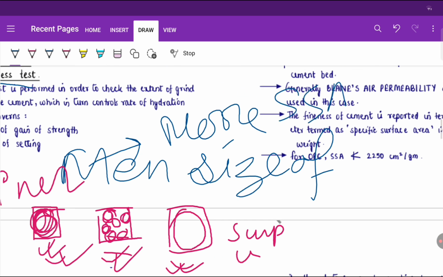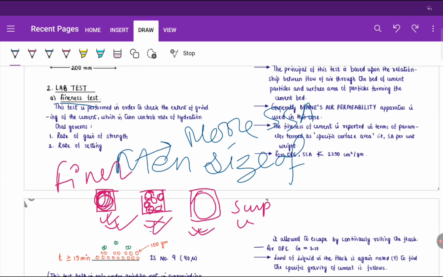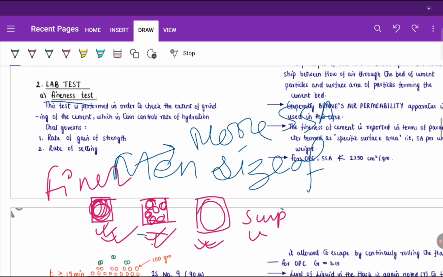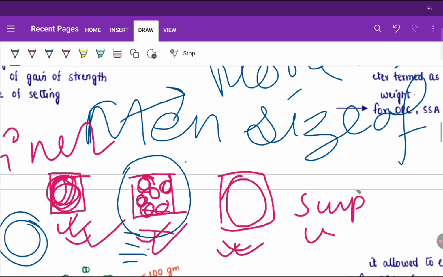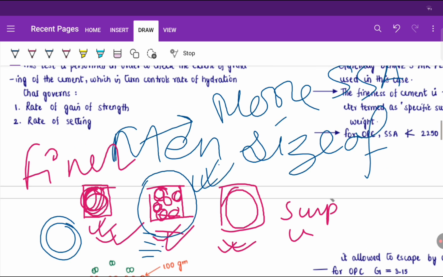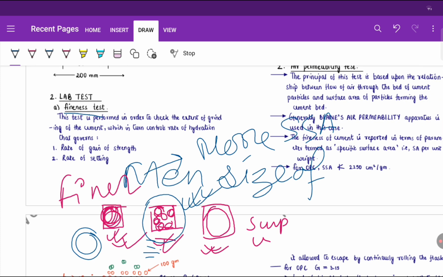More specific area, right? The finer the particle, the more the specific area. So more surface, more contact will be available to react with the cement. More water contact will be available to react with the cement and to give heat of hydration. That's why the rate of hydration will be more if the cement is finer, right?